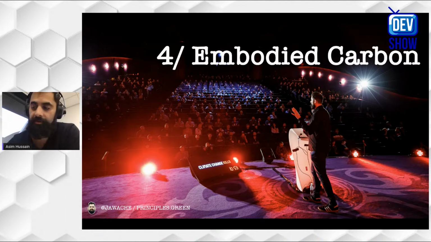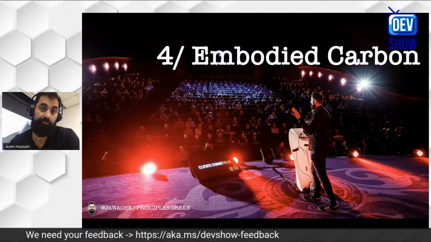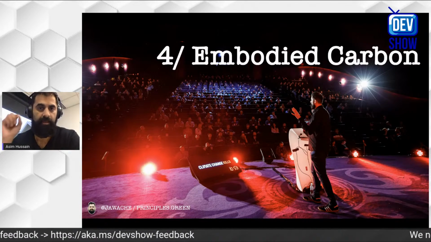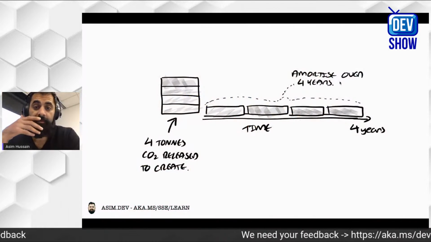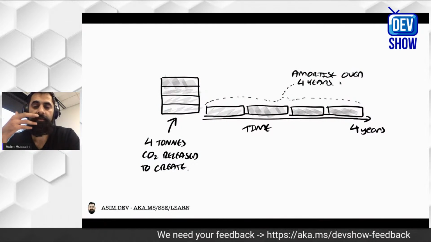There's this concept called embodied carbon, which is every device, everything on this planet emitted some carbon when it was created and will emit some carbon when it's destroyed. And that term for that carbon is called the embodied carbon. And it can be quite significant.